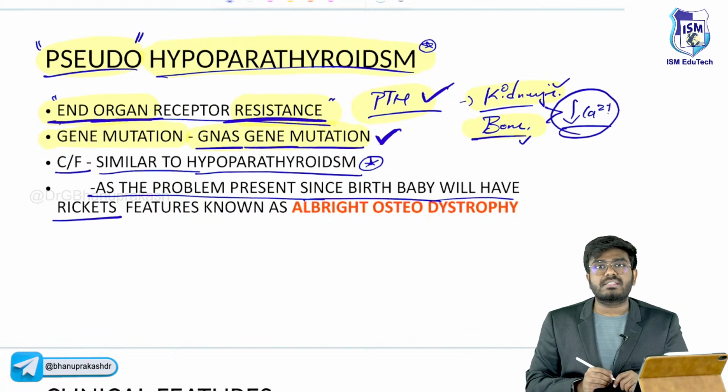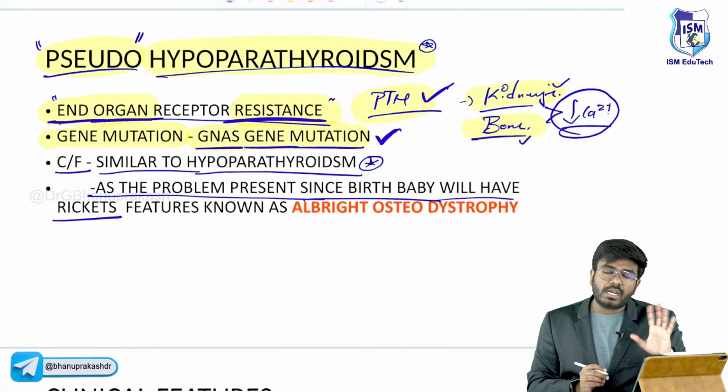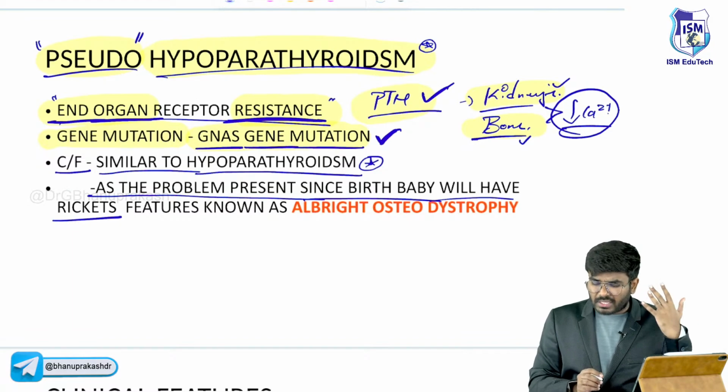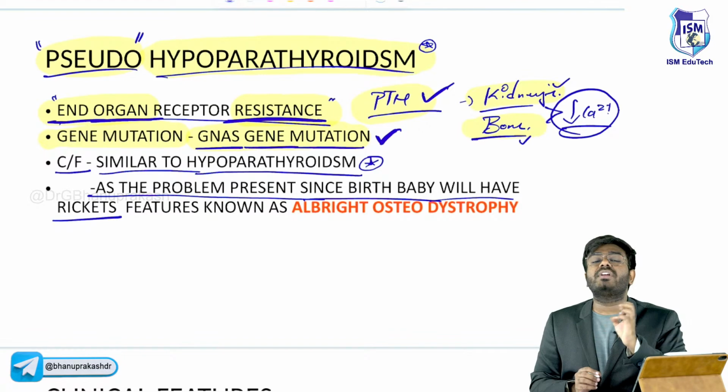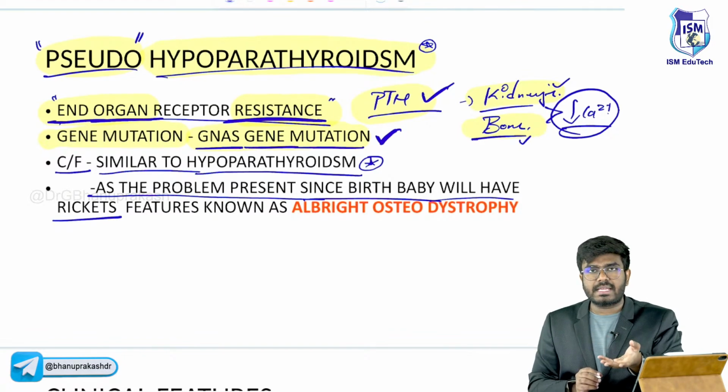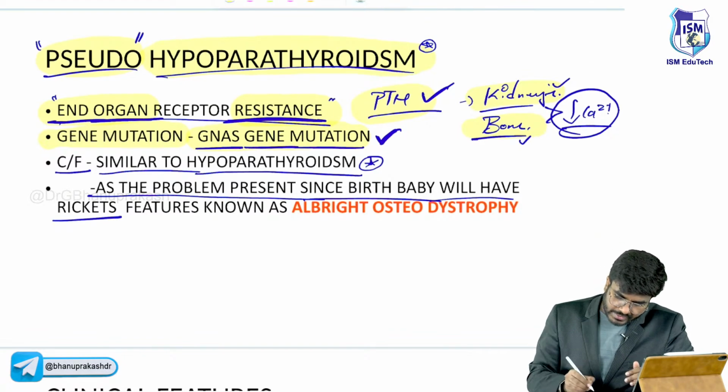Because the blood calcium levels are less. Vitamin D is not there. Parathyroid hormone is not there. I should say parathyroid hormone is there, but it is not functional. It is not able to activate the kidneys as well as the bones. So there is rickets from the birth.